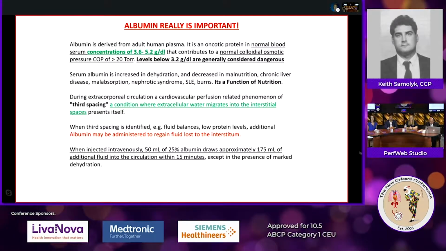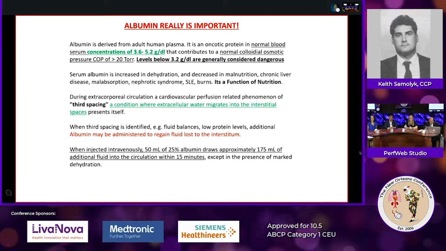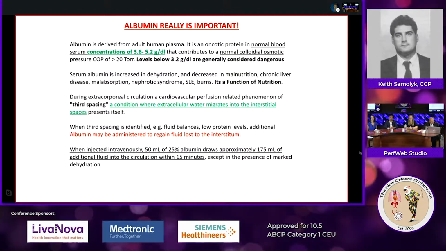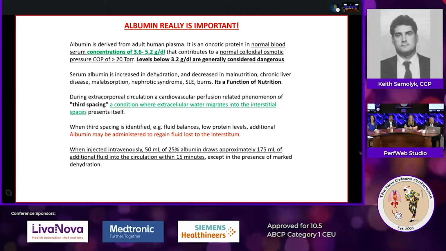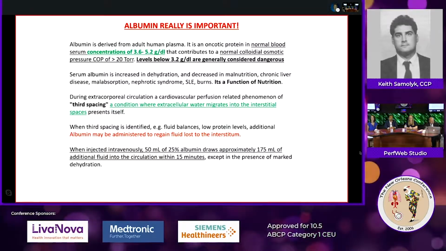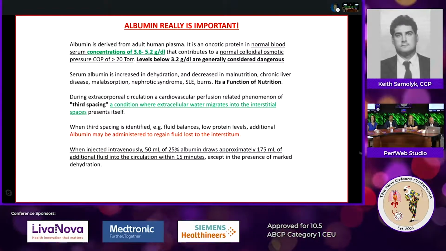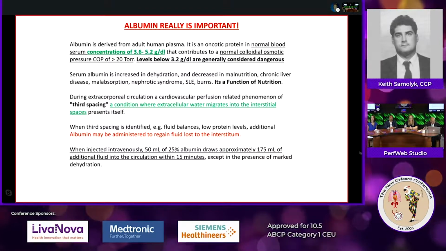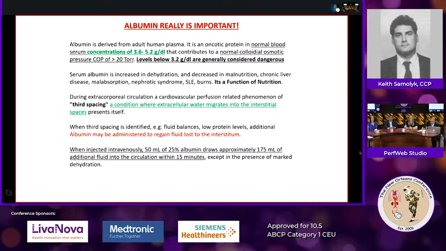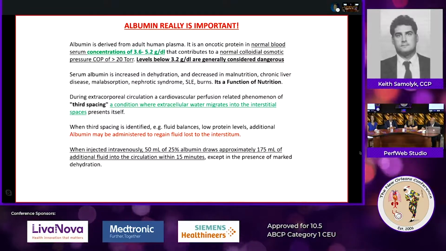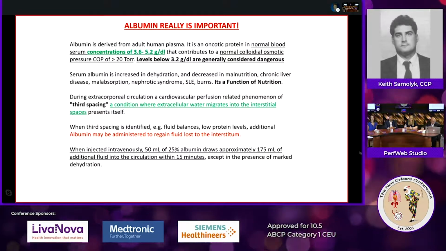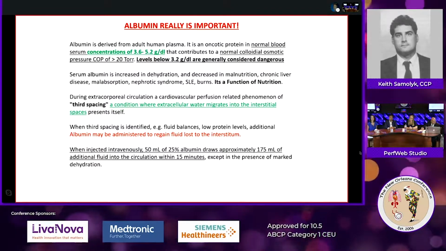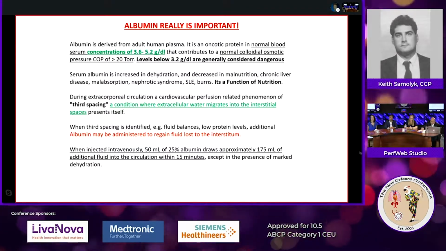So normal concentrations are 3.6 to 5.2 grams per deciliter, and that's a colloid osmotic pressure of about 20 torr. When levels are below 3.2, it's generally considered dangerous. You've got to remember that serum albumin is increased in dehydration, it's decreased in malnutrition, chronic liver failure, malabsorption, SLE, burns. The thing you really need to know here is that albumin is a function of nutrition.